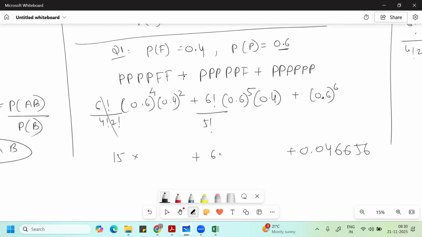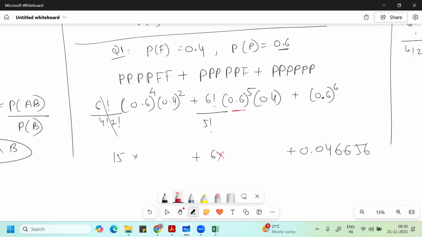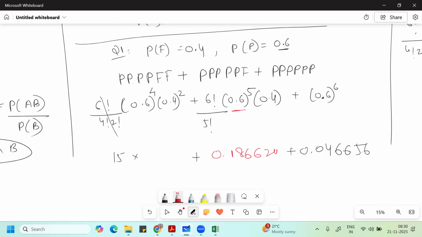And this is 6 into 0.6 to the power 5 into 0.4. This is 0.186624.